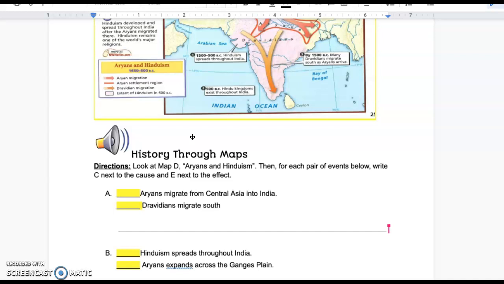So letter A. Your two choices are Aryans migrate from Central Asia into India, and Dravidians migrate south. Which of those is the cause, and put a C, and which of those is the effect, and put an E.